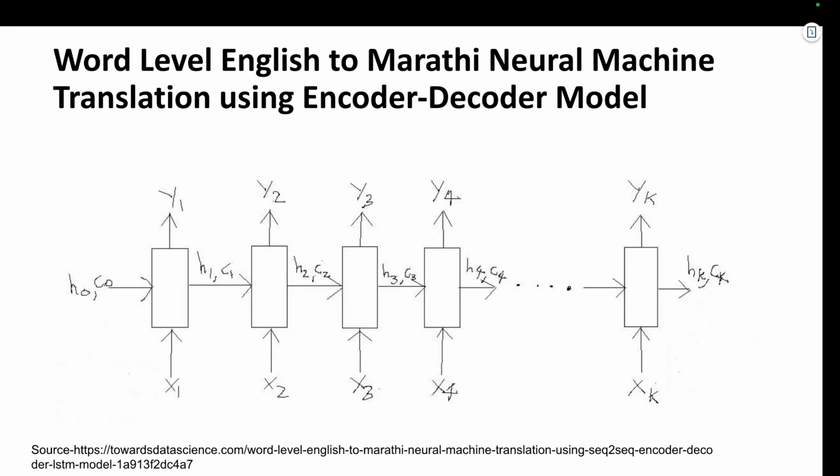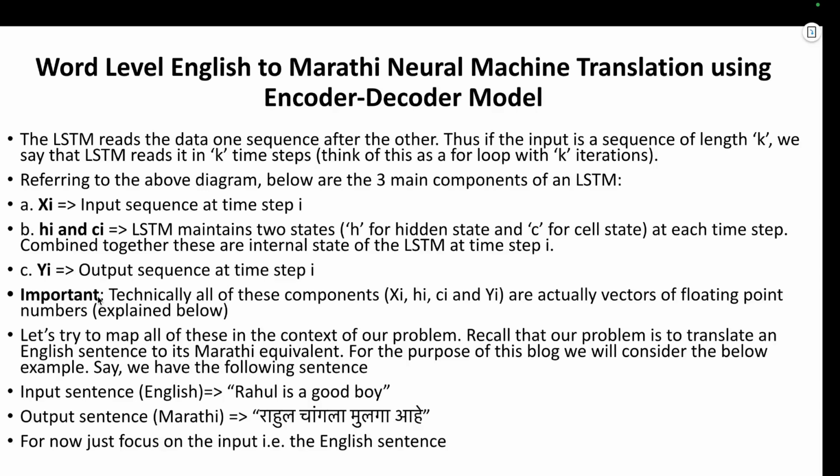Now let us discuss the encoder-decoder model for Marathi neural machine translation, where we are translating from one language to another language. Now here this will be the input. This is the encoder architecture. Suppose one sentence is given: the English sentence "Rahul is a good boy" is converted into "Rahul changla mulga ahe". This is the ground truth label. Here we have to translate this English sentence into a Marathi sentence. Here the source language is English, and Marathi is the target language.